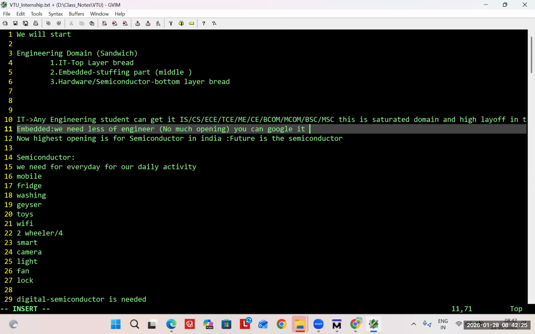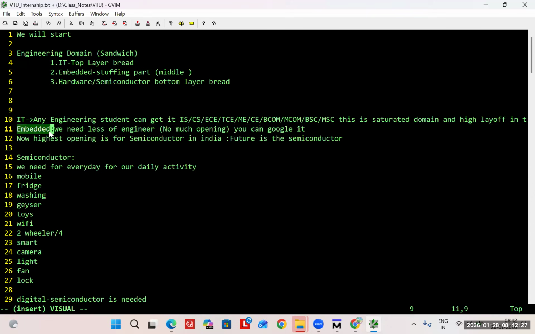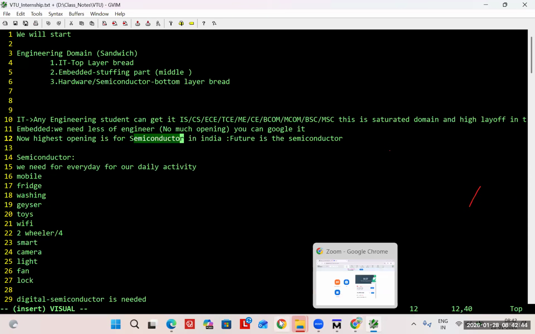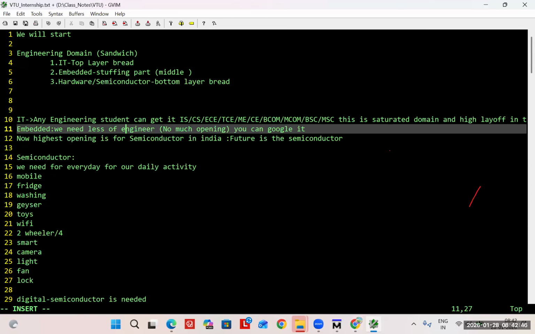Now coming to embedded. Go to LinkedIn and check embedded openings. You will hardly find any, very few openings. You can Google it, check LinkedIn and all, and you will get clarity. When it comes to semiconductor, I already said yesterday that semiconductor is the domain where in India the highest investments are going up.